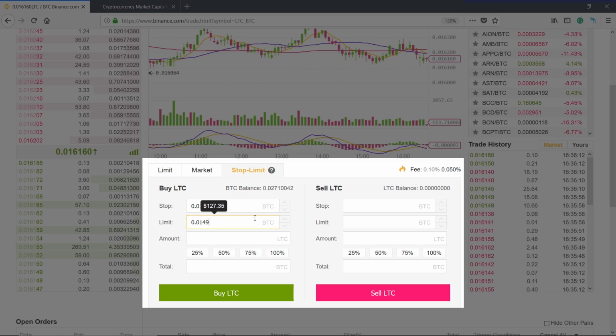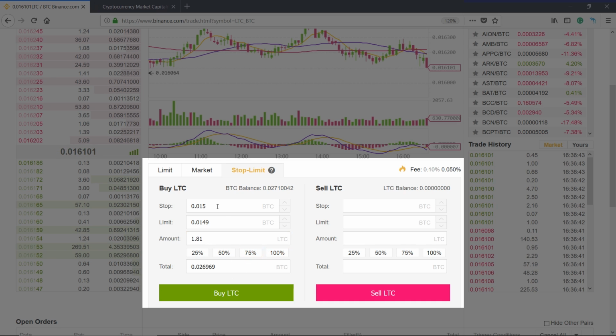0.0149. Okay, so once the price hits $128.14, I want to issue the buy order at $127.27, right? Essentially, it's like an if-then statement. If the price goes to this amount, then issue a buy order at the limit price here. And of course, this is a simple amount here. You can just put in the amount you want.